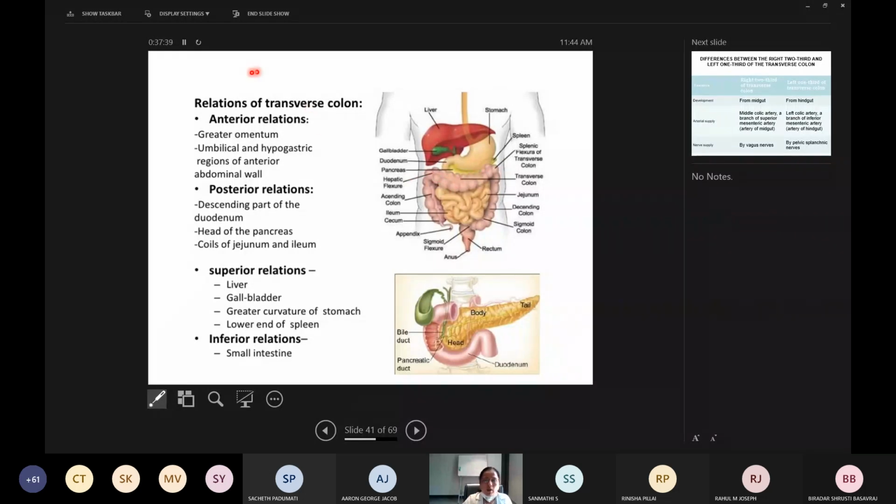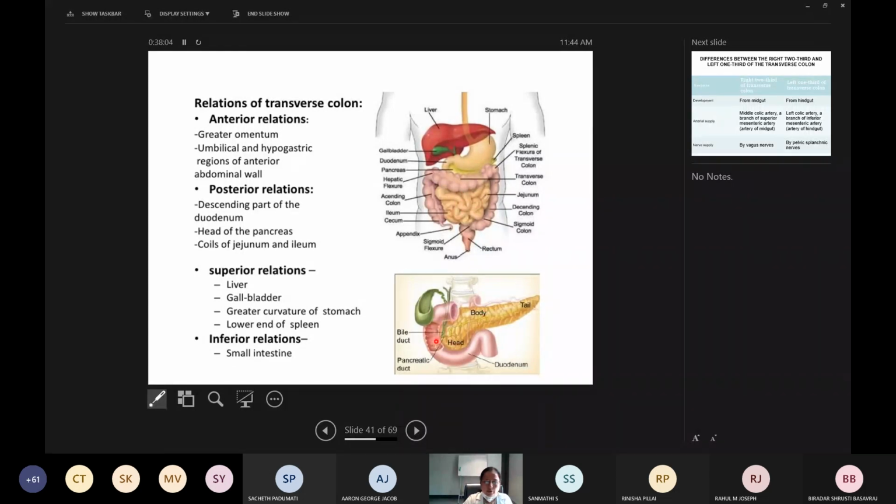So now what are the relations of the transverse colon? This is the transverse colon. Anteriorly it will be related to the greater omentum here and the anterior abdominal wall. These are the anterior relations. Posteriorly it will be related to the head of the pancreas, the second and the third part of the duodenum, and the coils of the jejunum and the ileum. Posterior relations. So the second figure you can see.